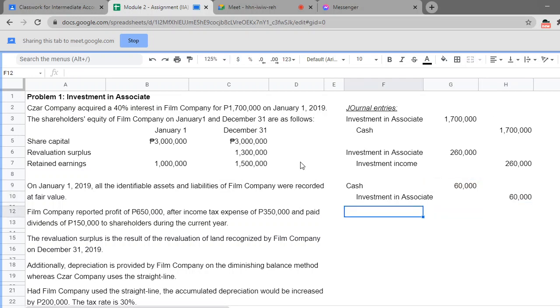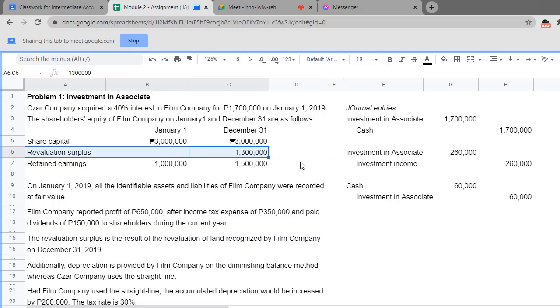Next, ano pa bang ibang ganap dito? If you could notice, may revaluation na 1.3. Ang share capital ni Film, hindi niya ito ang information. Information ito sa company kung saan tayo nag-invest, si Film. So dito sa kumpanya, ang share capital wala nang change throughout the year, pero may revaluation surplus na 1.3. At andun yon sa T-account natin. So take note natin ito.